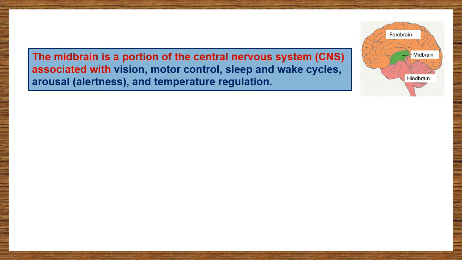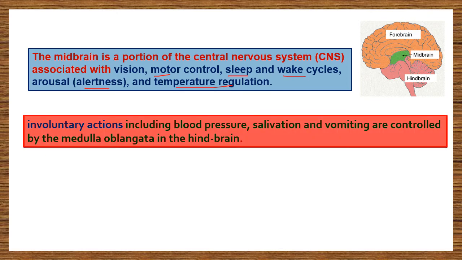The midbrain is the portion of the central nervous system that handles some activities, and those activities are vision, motor control, sleep and wake cycles. And midbrain also controls alertness and temperature regulation. Involuntary actions like blood pressure, salivation, vomiting are controlled by medulla oblongata, and that is the part of hindbrain.